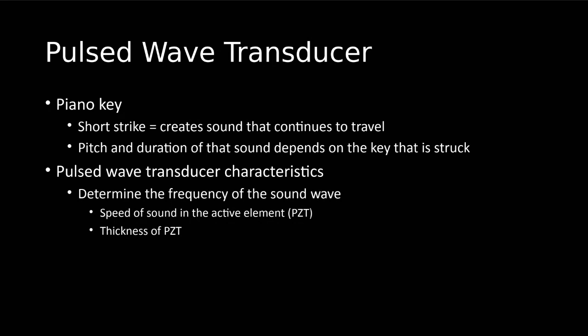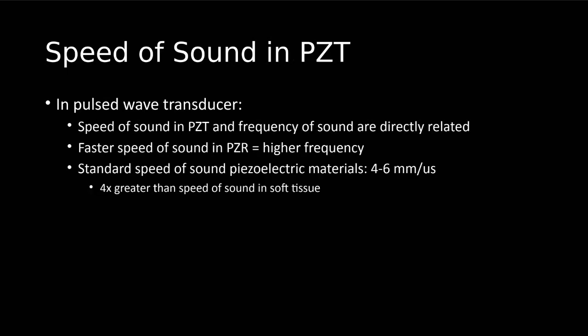Pulse wave transducer characteristics are going to be determined by the frequency of the sound wave. So of course, what type of transducer are we selecting? What type of frequency are we selecting? And that's also going to depend on the thickness of our active element and the speed of sound as it travels through that active element. So we'll just finish up talking about those two characteristics.